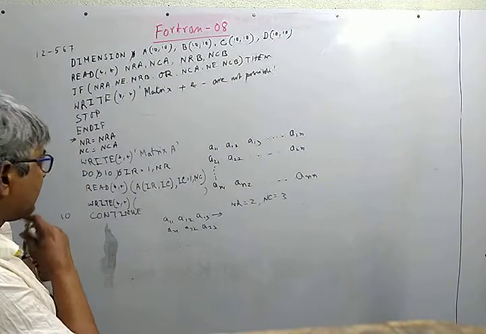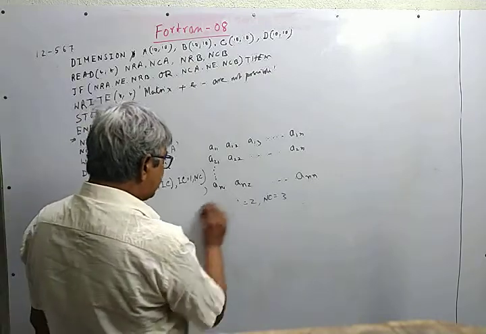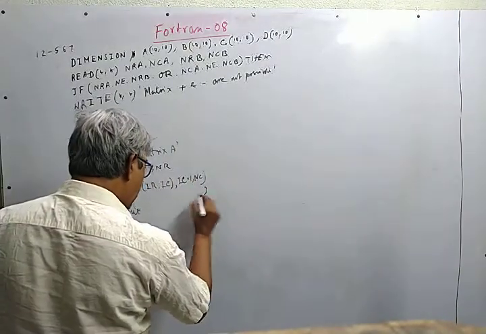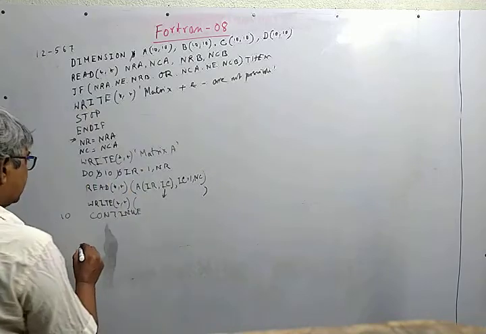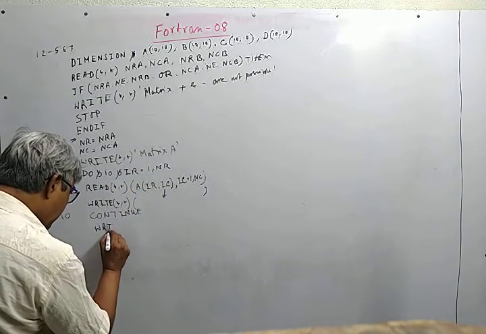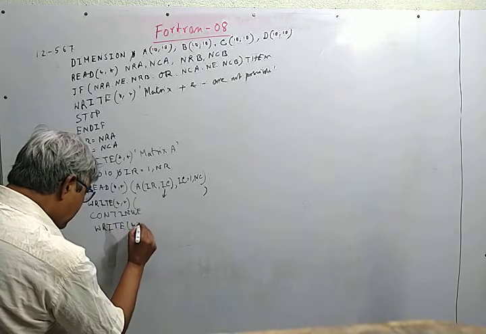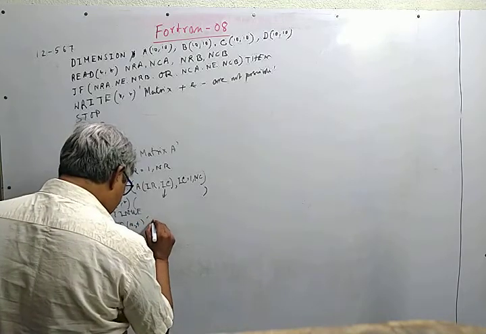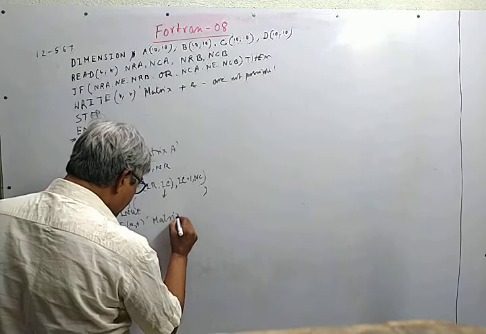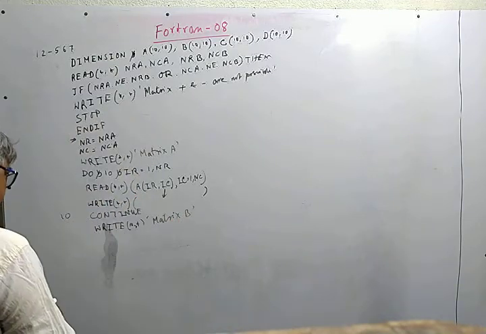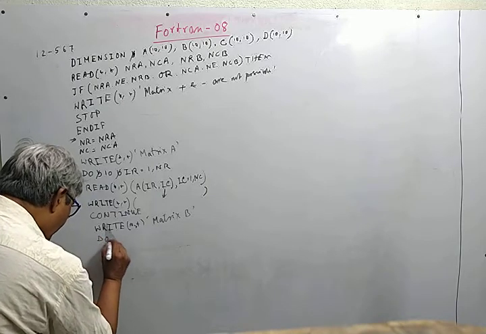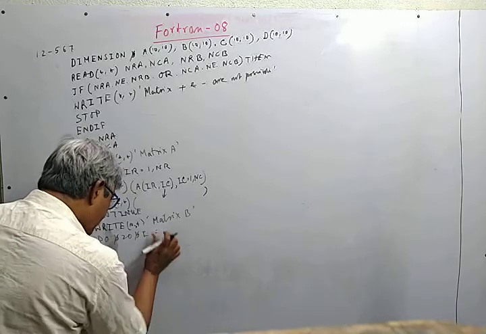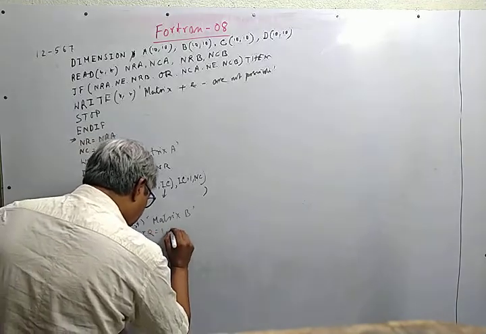Now a similar set of statements are used to write the matrix B. Same thing is to be written there. Then, sorry, IR is equal to 1 comma NR.